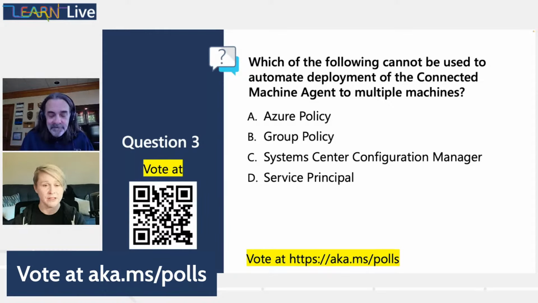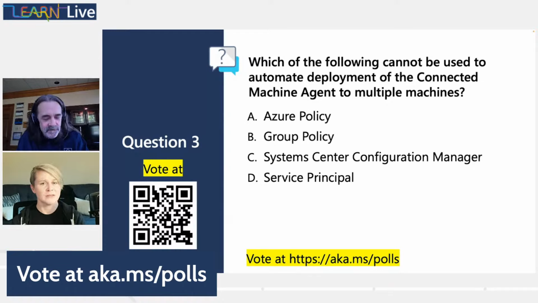A, Azure Policy. B, Group Policy. C, System Center Configuration Manager. Or D, Service Principal. So think closely. Sometimes they like to get tricky. Azure Policy, Group Policy, so it cannot be used. We know that Config Manager and Group Policy are 2 of them, because we saw that page. So it's either Azure Policy or Service Principal.